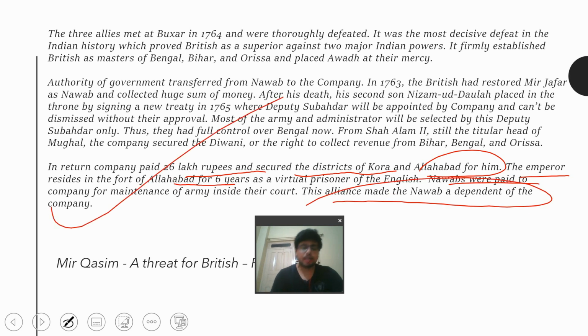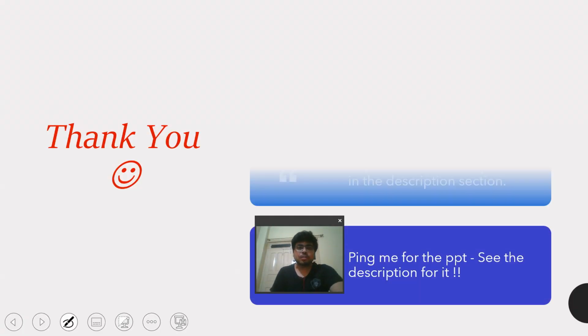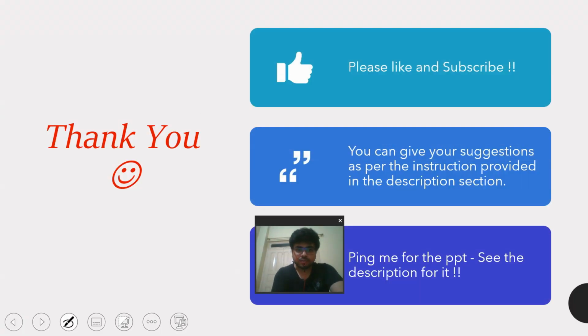The alliance made the Nawab dependent on the company. So it is like a whole trap where the British were controlling the administration as well, placing their one person, the Deputy Subahdar, within the court, and he would monitor and control all the things happening within the region. Even the appointment and the removal of the Deputy Subahdar would be under the control of the British only. So this was all for part 3.